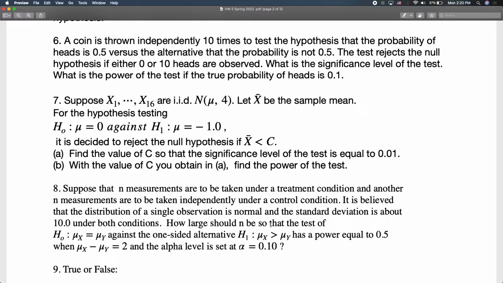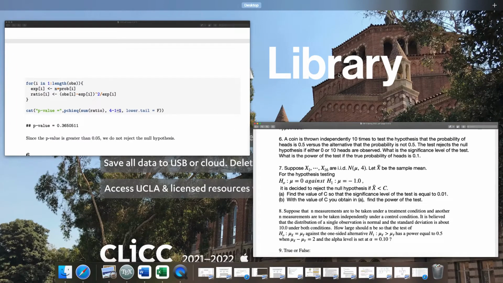Okay, question 6. So 10 tosses test the hypothesis that p equals 0.5 versus p not equal to 0.5. And the test rejects the null when it's either 0 or 10 heads are observed. So what is the significance level and what is the power when the true probability of head is 0.1?